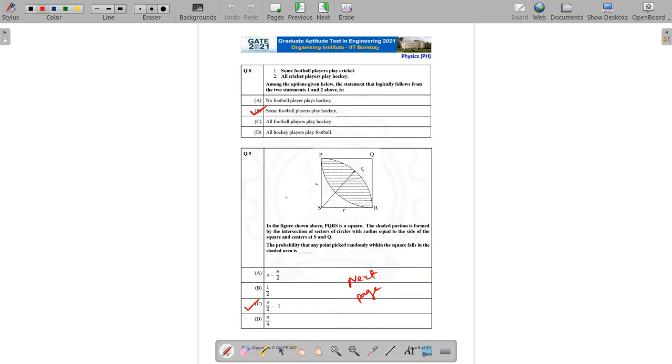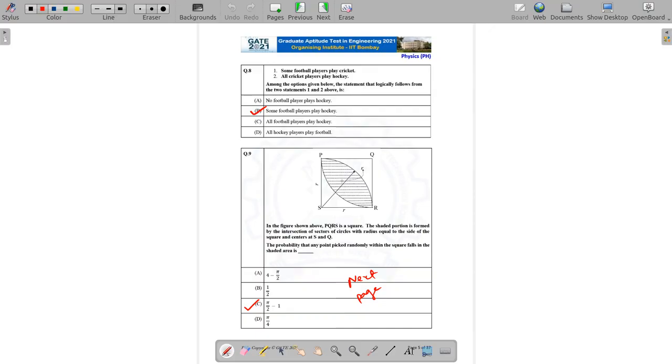Question number 9. In the figure shown above, PQRS is a square. The shaded portion is formed by the intersection of sectors of circles with radius equal to the sides of the square. Okay, r will be the radius of both this circle and this circle. The probability that any point picked randomly within the square falls in the shaded area. You randomly pick a point from this square, and it will be inside this.